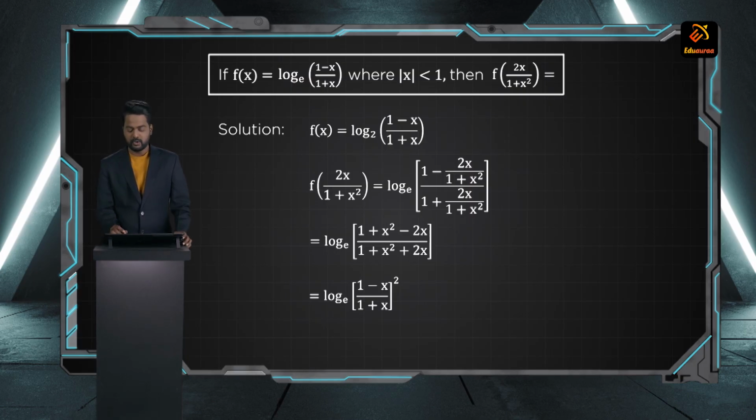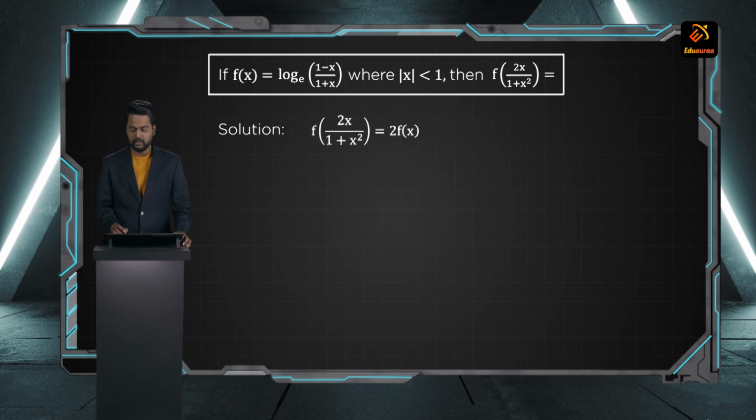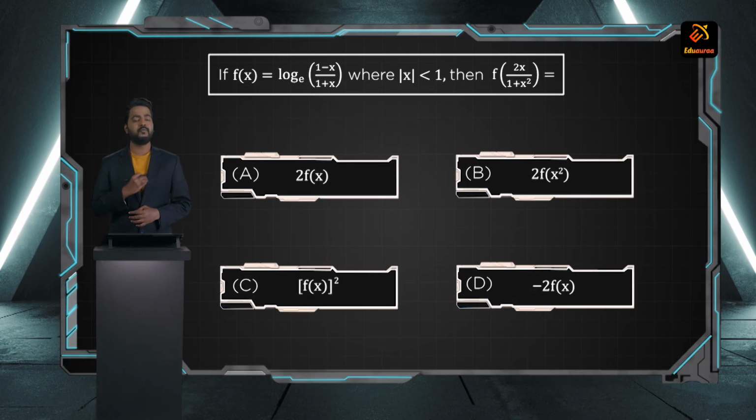So it will be equal to 2 log of (1 minus x) upon (1 plus x) to the base of e. Now log of (1 minus x) upon (1 plus x) to the base of e is nothing but f of x. So it will be equal to 2f of x. So f of 2x upon (1 plus x square) is equal to 2f of x. So the option which is correct is option A. Understood? Moving further to the next question.